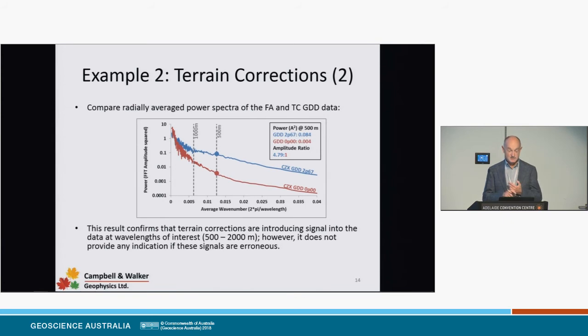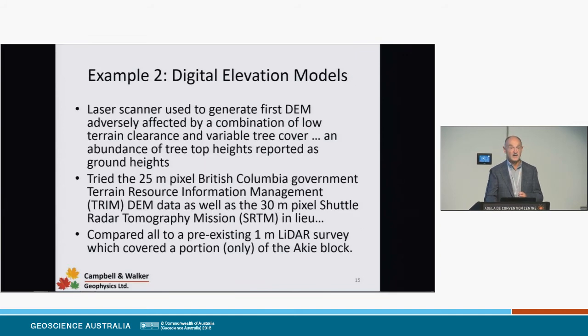So what's the error? Could be near-surface density variations, errors in the terrain model, or incorrect density. So then we had to go back and look at the density corrections. We see this radial average power spectra. The free air is down in here, and this is a terrain correction. It's sort of a plateau in our zone of interest. That terrain correction is bringing in signal. It doesn't mean the signal is erroneous or not, but it's bringing signal in.